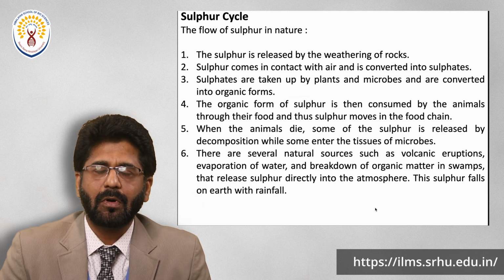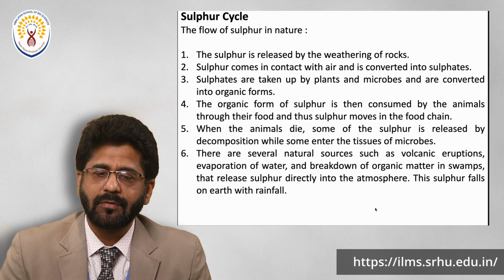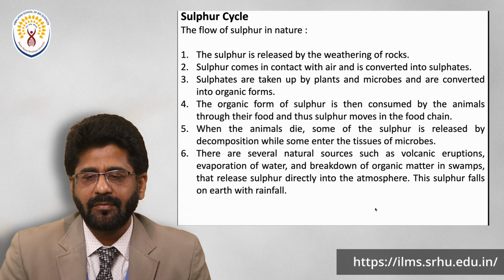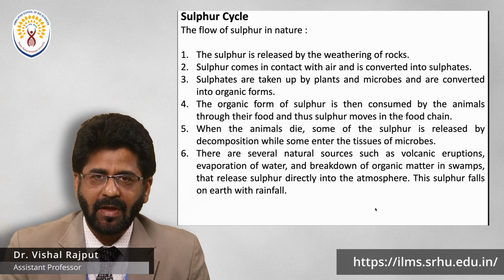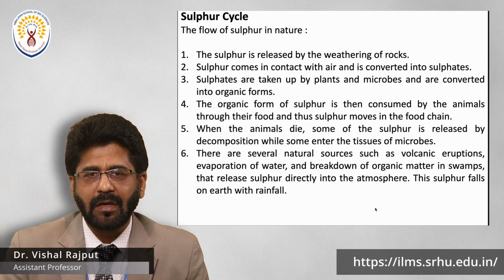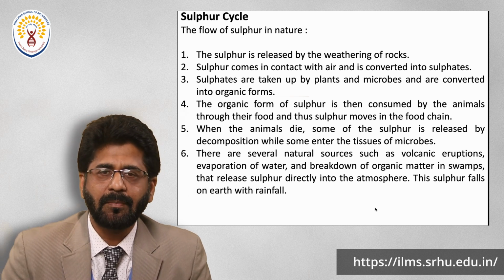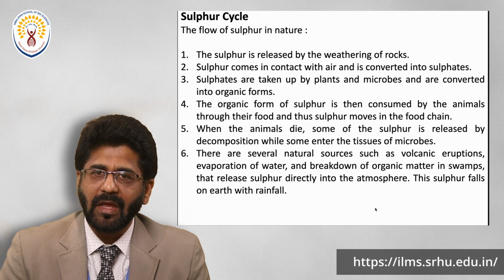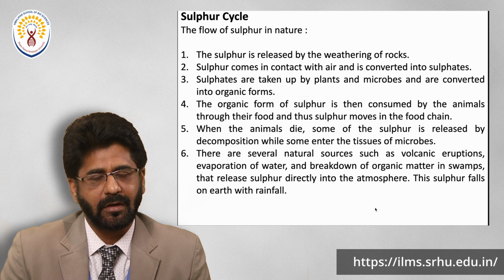The organic form of sulfur is then consumed by animals through their food, and thus sulfur moves into the food chain. And when any element converts into the organic form and enters one part of the ecosystem, it can now move or spread throughout the food chain and the food web.